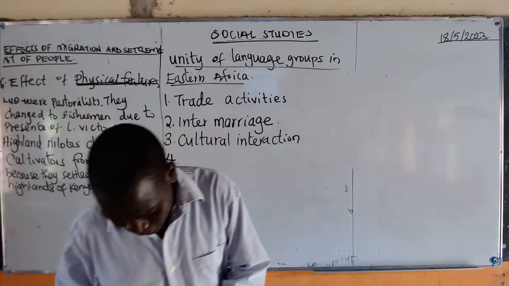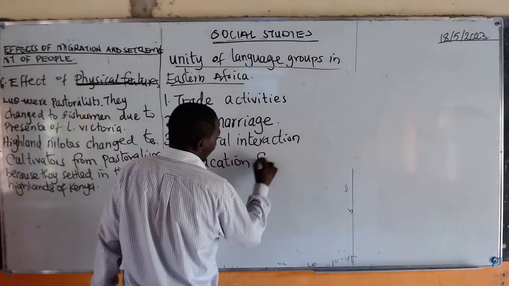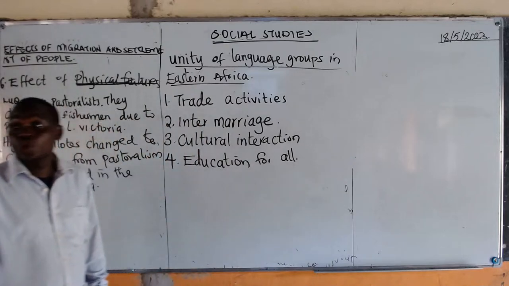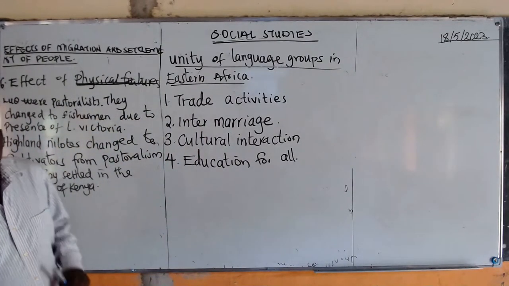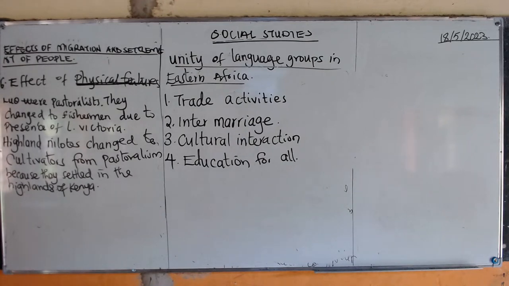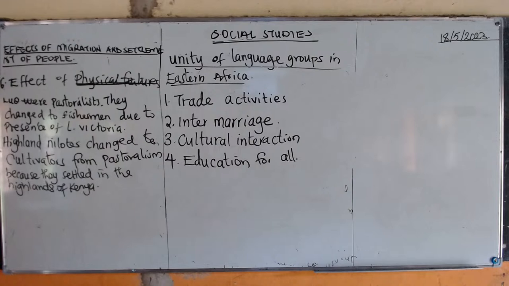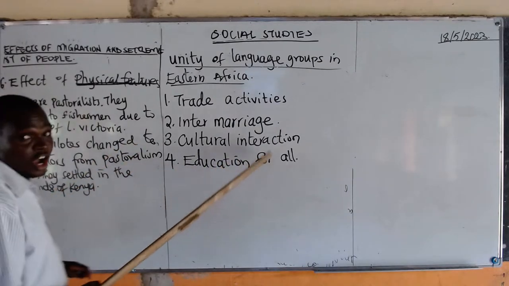Number four is education for all. Now, I want you to see this. Wait, quiet. Education for all has given children opportunity to interact with children from different communities and teachers from different communities. Trust me, if I may ask you, you have seen teachers almost from all communities. You have been taught by Akamba, you have been taught by Luo, you have been taught by Kikuyu, you have been taught by Kuria. Also, you have learned with children from all those communities. So what is that? Education for all.